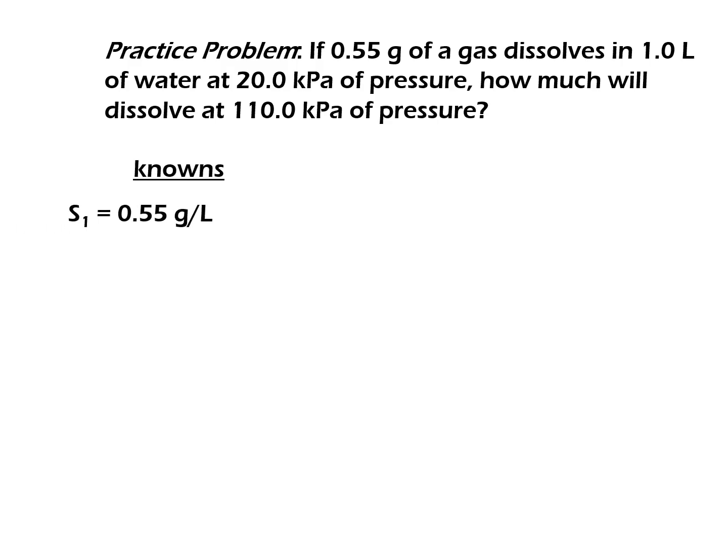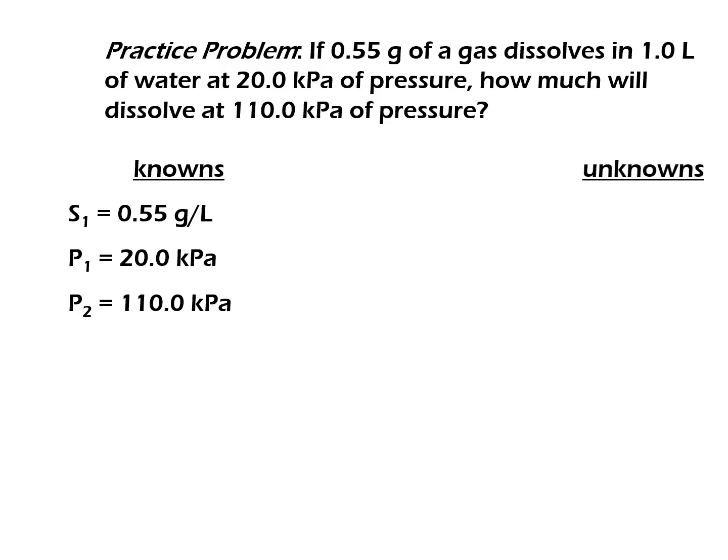First thing I know is the solubility of the gas. They told me at the beginning that 0.55 grams of the gas dissolves in 1 liter of water. So that's 0.55 grams per liter. I also know what the first pressure was. It dissolved originally at 20 kilopascals of pressure. I also know what the second pressure is. The second pressure is 110 kilopascals of pressure. So what's the one variable that we haven't talked about yet that's in that formula? S2. So what's the unknown? It's asking for what is the new solubility? How much will dissolve at this new pressure?